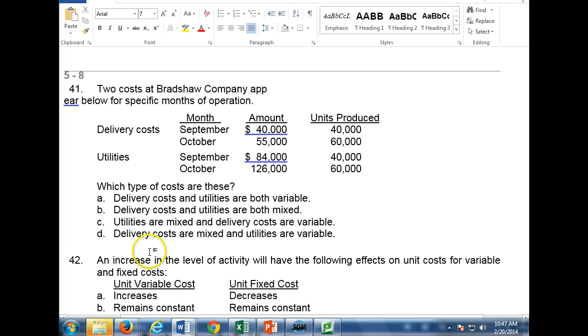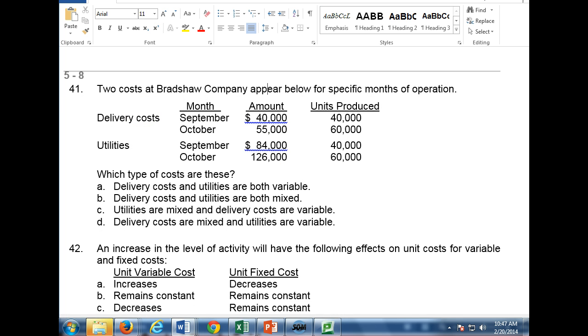Okay. So which of these is the right answer, guys? Okay, let's look at each of these costs. Delivery costs, 40,000, units produced 40,000. So that means $1 per unit produced there. But then look what happens in October, guys. The amount was 55,000, but the units produced were 60,000. Is that really variable per unit? Is it the same amount per unit? No, it's mixed, isn't it?